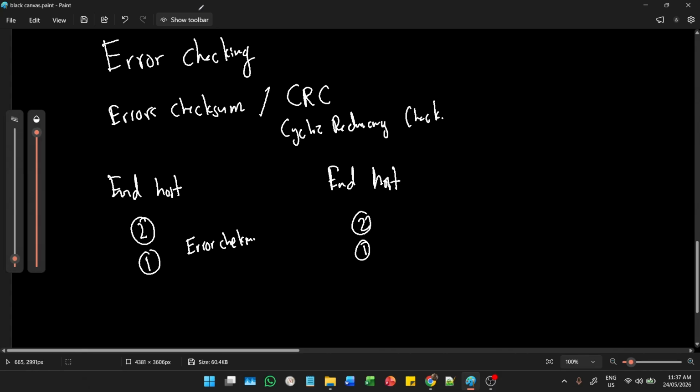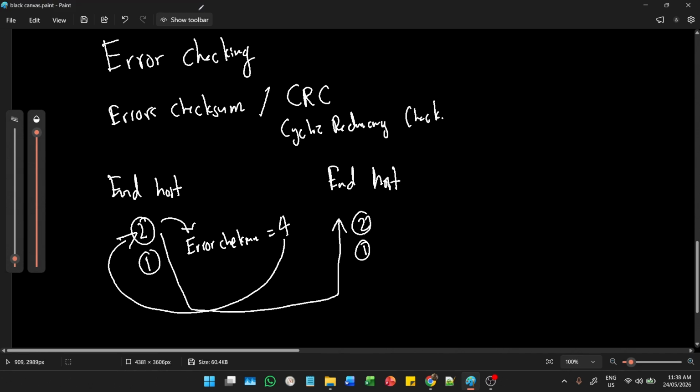Let's call it 4. What it does is it checks the value, it attaches this value onto the payload, and it sends it over. So what the enforce does is it will again do its own error checksum. It's not this checksum, it does its own error checksum.